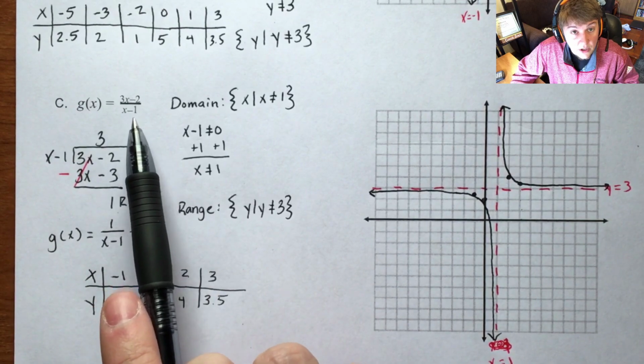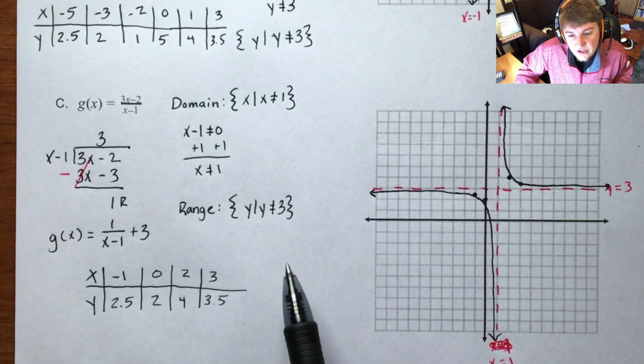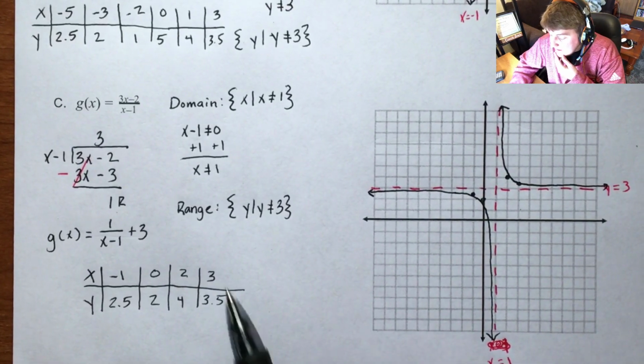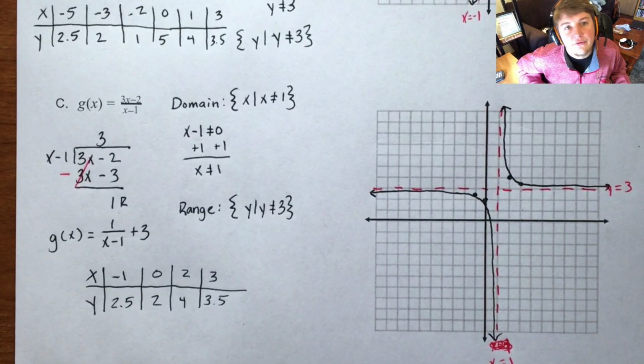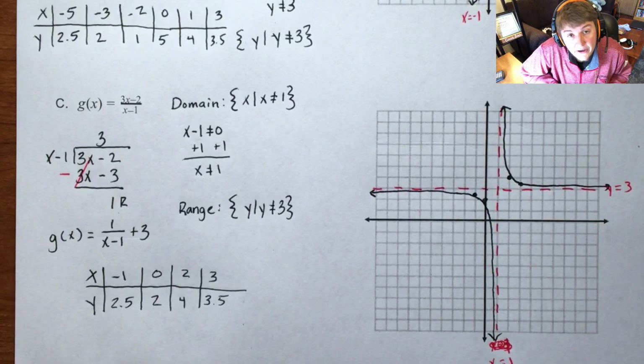This one, -1, shifts it to the right one. Okay, and then this outside value of +3 is going to shift it up or down. Plus is up, minus is down. Okay, and that stuff helps you find the domain and the range. Alrighty, so that is going to be the end of this lesson.